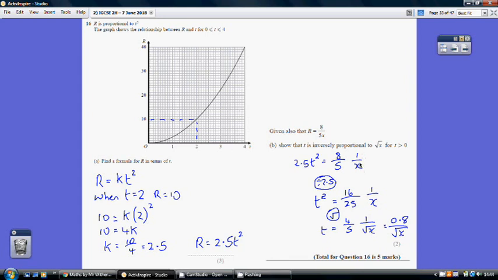Now dividing both sides by 2.5, I get t squared equaling 16 over 25 multiplied by 1 over x. And then square rooting both sides, I get t equaling the square root of 16 over 25, which is 4 over 5. Square rooting 1, I get 1. Square rooting x, I get root x. So t equals 4/5, which is 0.8, divided by root x.